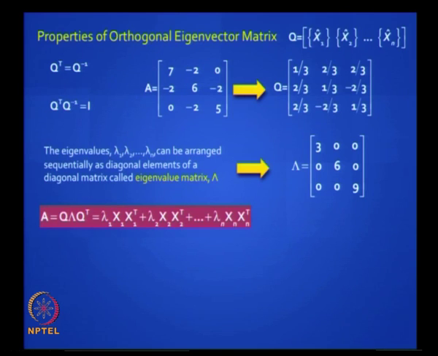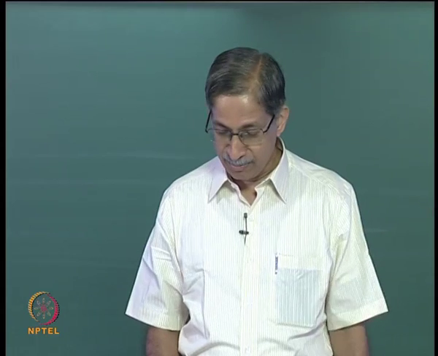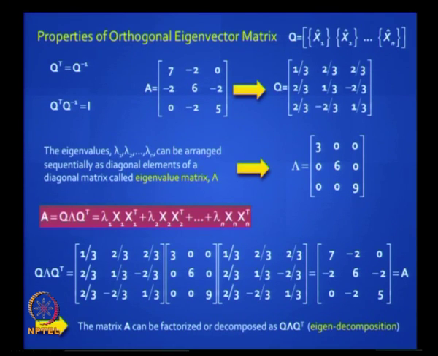It will look like that, and then if you do a little trick, Q, that symbol is called capital lambda, Q capital lambda Q transpose will give you back the original matrix A. That is a fantastic property, and what is the advantage of this property? This property helps you diagonalize the matrix A, because your A is your original coefficient matrix. So if you do that, you get back A. This matrix A can be factorized or decomposed into that form, and that procedure is called eigen decomposition.